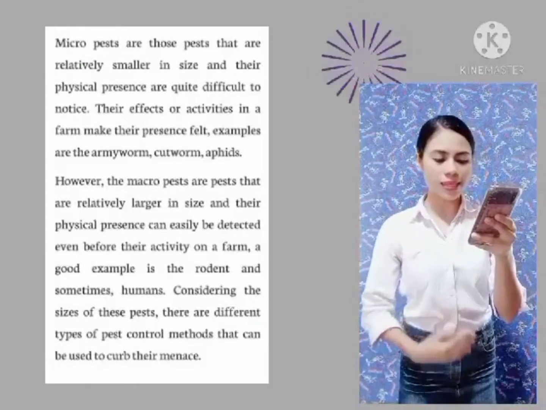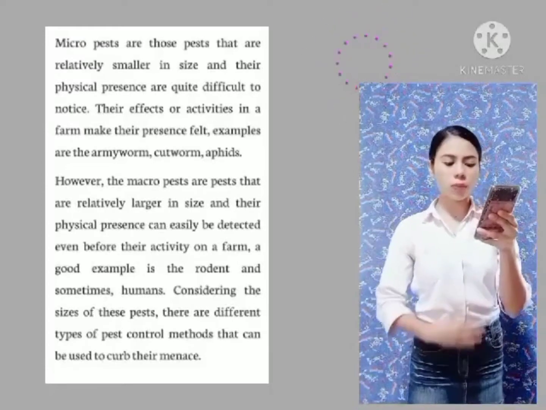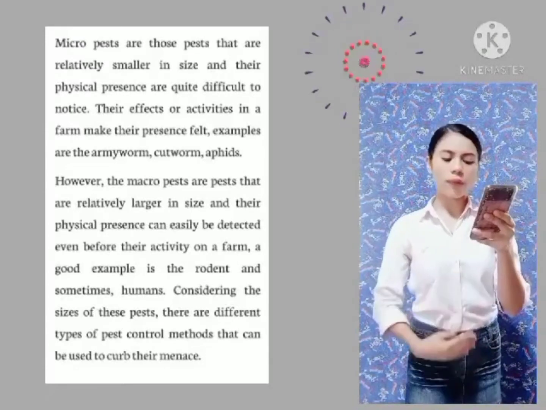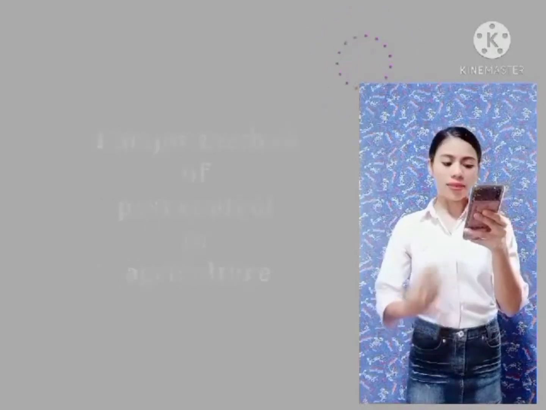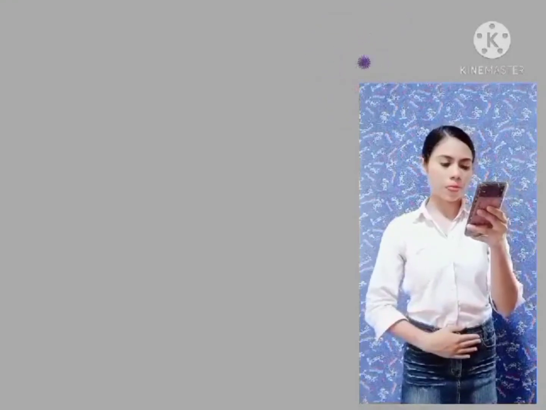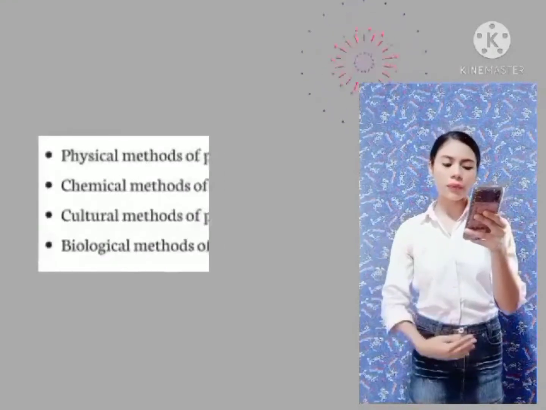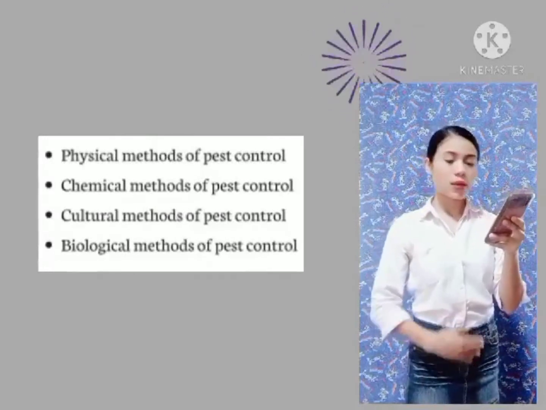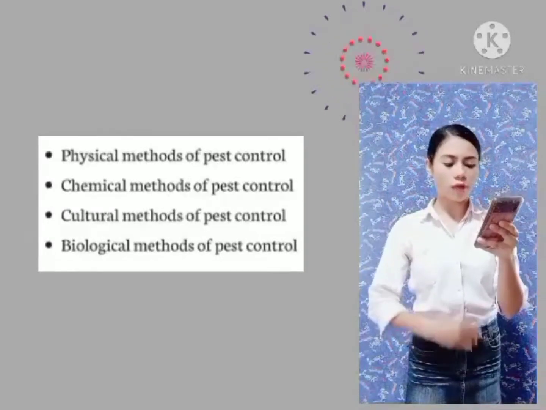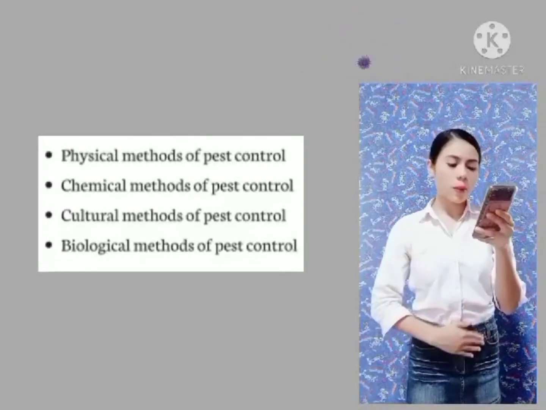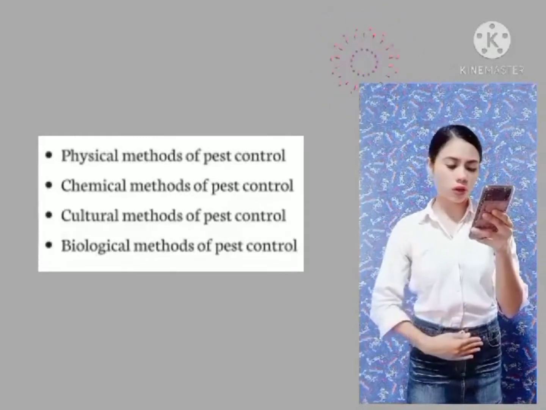Considering the size of these pests, there are different types of control methods that can be used to curb their menace. So there are four major methods of pest control in agriculture. These control methods are classified with respect to the size of the pest. So there are physical methods of pest control, chemical methods of pest control, cultural methods of pest control, and the last one, biological methods of pest control.